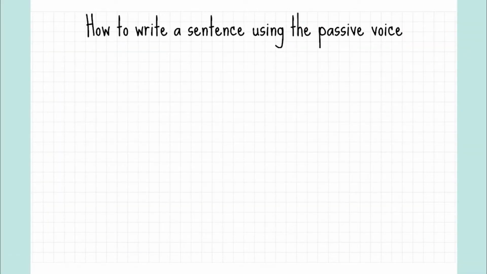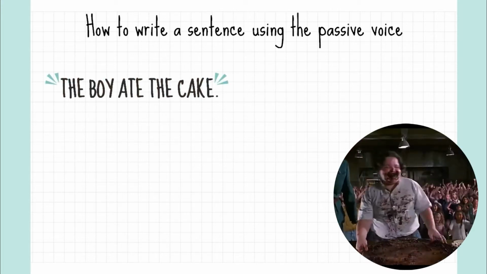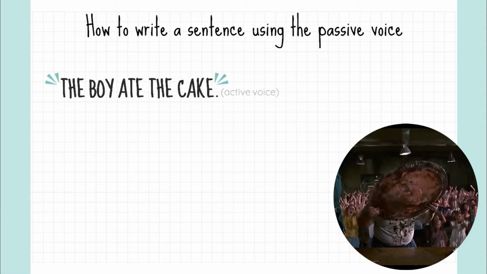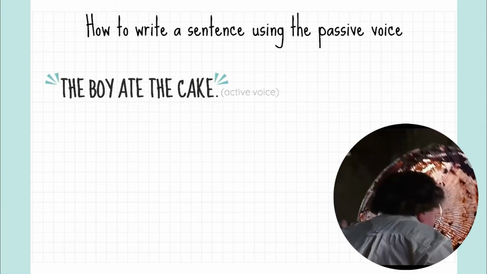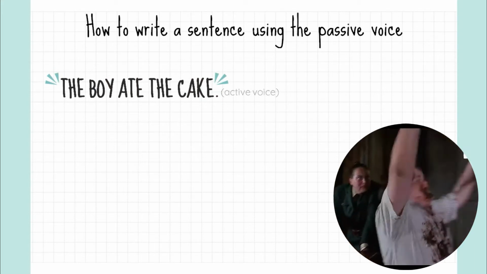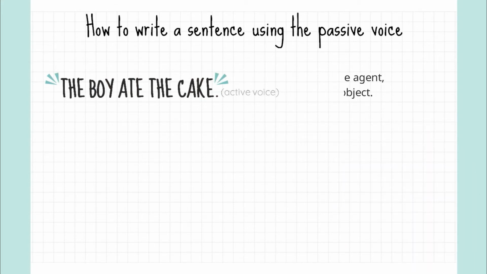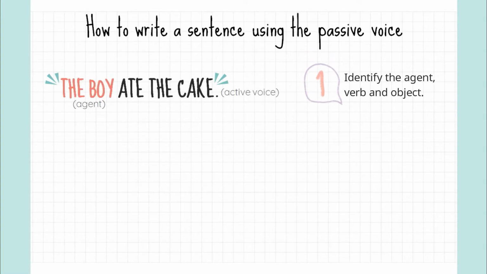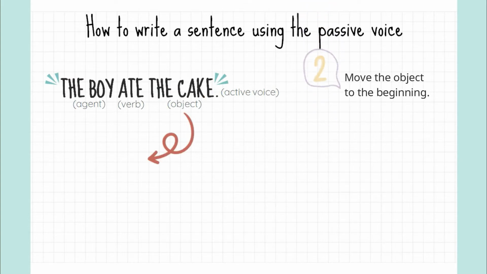Now, how do we write a sentence using the passive voice? Well, let's say that we have this sentence. The boy ate the cake. This sentence is in active voice. Here, the boy is the subject and the most important part of the sentence. Step 1. We have to identify the agent, the verb, and the object. Step 2. We need to move the object to the beginning of the sentence so it can become the focus and the most important part of the sentence.